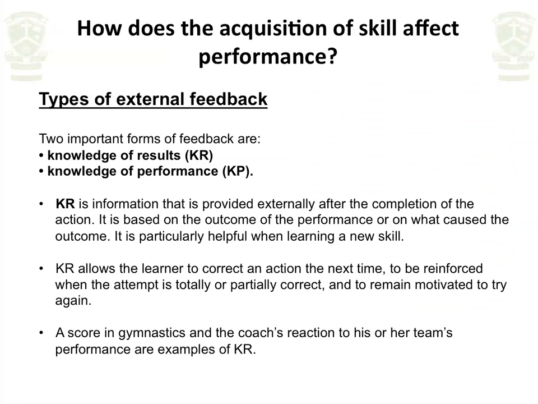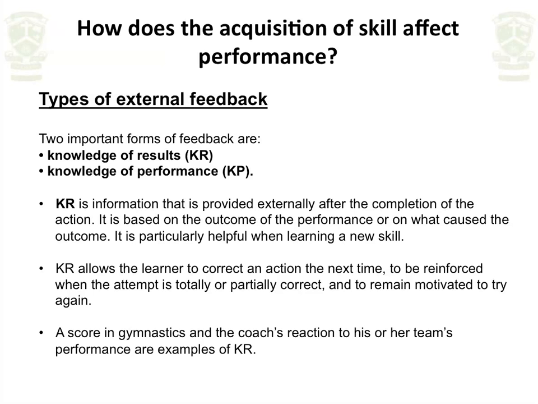There are 2 types of external feedback. There is knowledge of results, known as KR, and there is knowledge of performance, known as KP. Knowledge of results is information that is provided externally after the completion of an action. It is based on the outcome of the performance or on what caused the outcome. It is particularly helpful when learning a new skill.